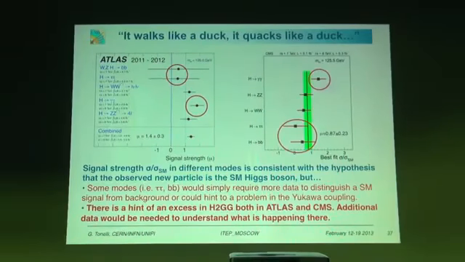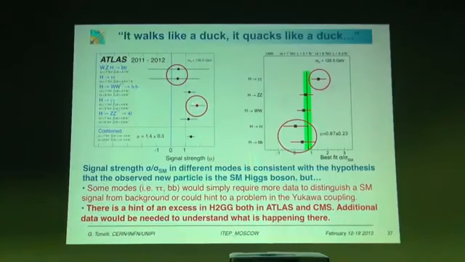I want to highlight, however, two things. And this was at the time of the Melbourne ICHEP conference. You see, bb and tau tau in both experiments are low. If they are low because the sensitivity is low, or they are low because something wrong is happening with the Yukawa coupling to the fermions, we don't know. So this was one of the doubts we had.